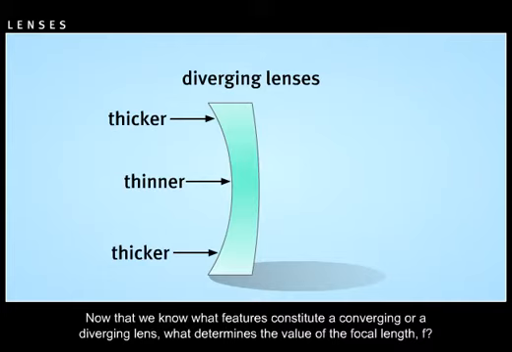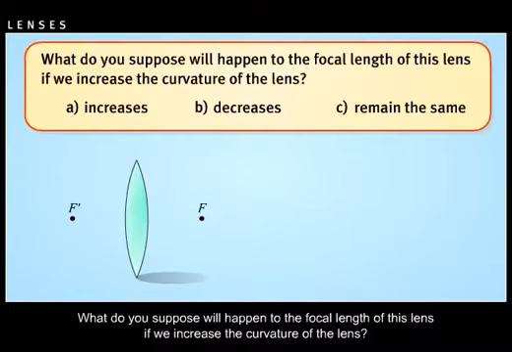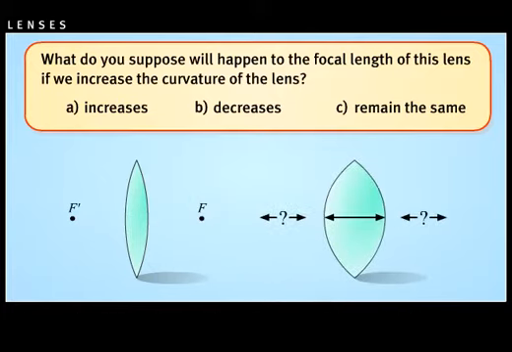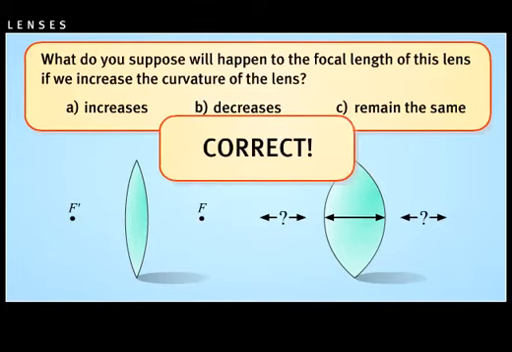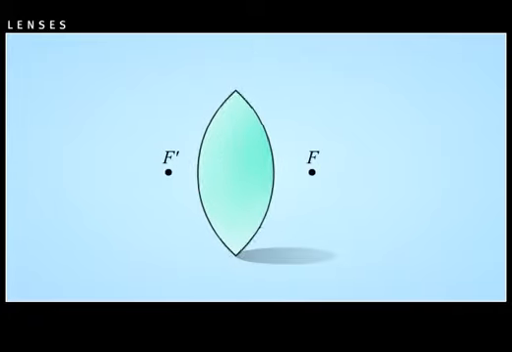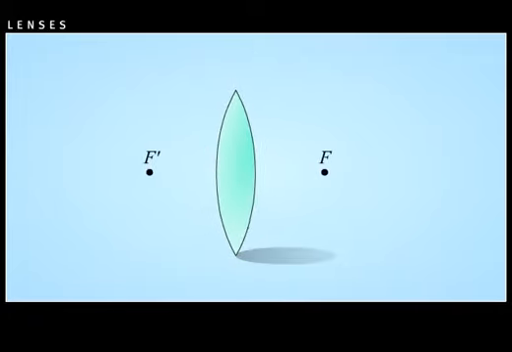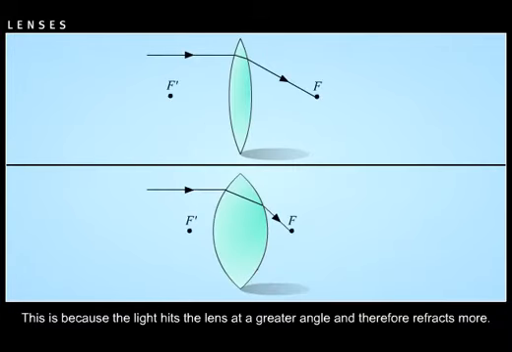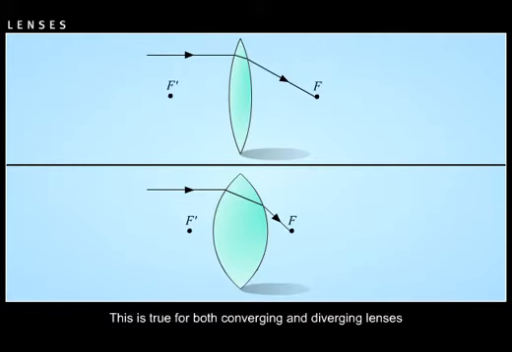Now that we know what features constitute a converging or a diverging lens, what determines the value of the focal length f? What do you suppose will happen to the focal length of this lens if we increase the curvature of the lens? Correct. As the curvature increases and the lens gets thicker, the focal length decreases. This is because the light hits the lens at a greater angle and, therefore, refracts more. This is true for both converging and diverging lenses.